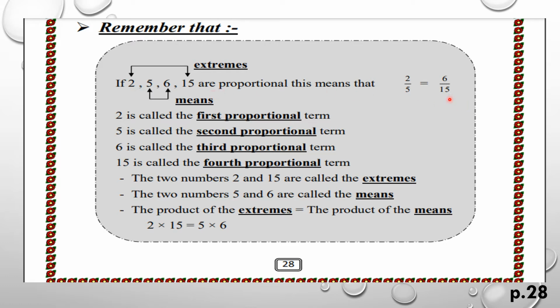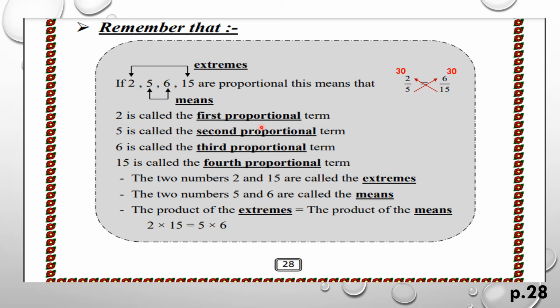If we multiply 15 by 2, which are the extremes, the result will be 30. And if we multiply 5 by 6, which are the means, the result will be 30. So here we have an equal result, and that's what we mean by the product of extremes equals the product of means.